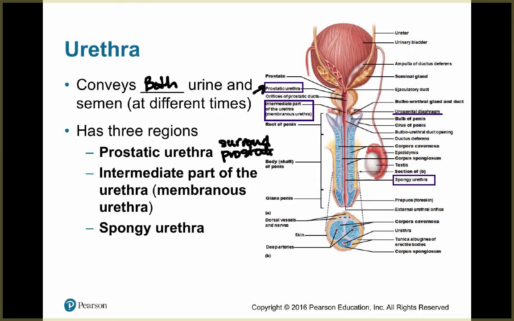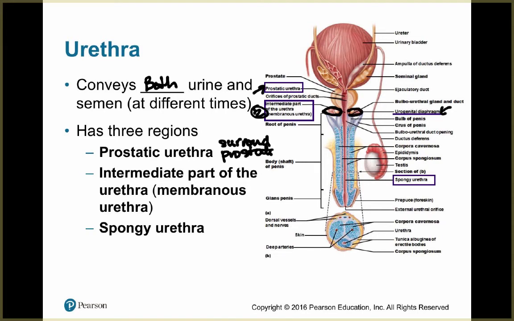The intermediate part, 2, of the urethra. And this basically, as you can see, is in the urogenital diaphragm, or the triangular ligament muscle. So you can see right here that it's basically the area that is around here.